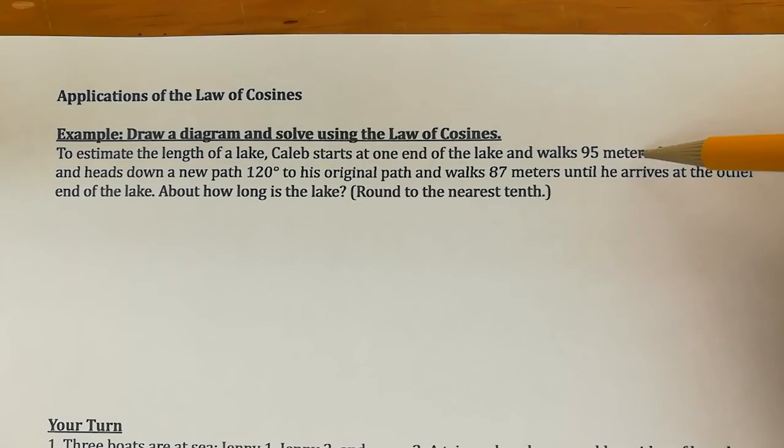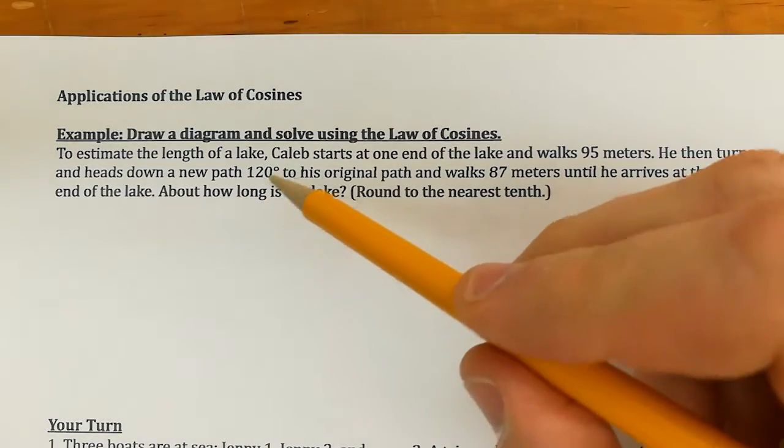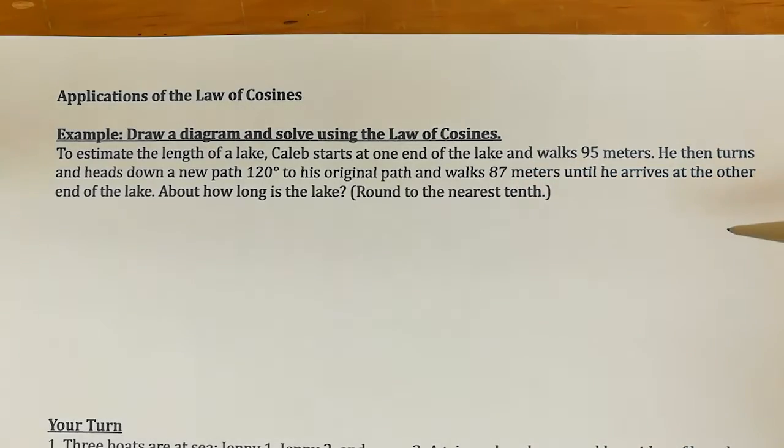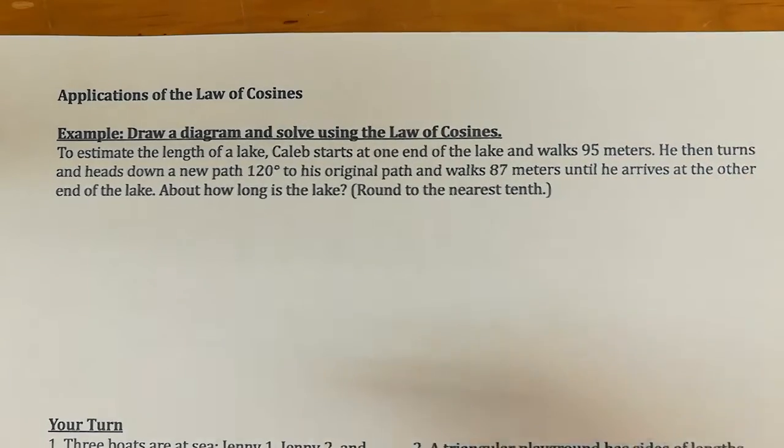the lake and walks 95 meters. He then turns and heads down a new path 120 degrees to his original path and walks 87 meters until he arrives at the other end of the lake. About how long is the lake? Round to the nearest tenth.